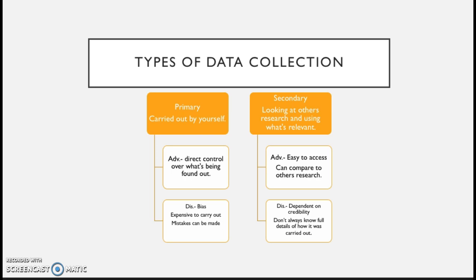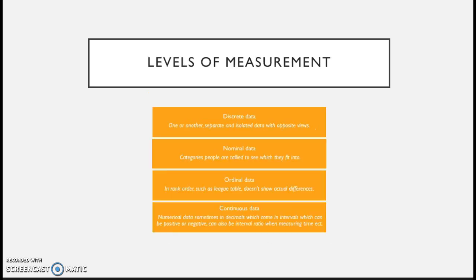So the secondary data may not be of good quality and therefore will not help you in any way. And also, you don't always know how the research was carried out and the conditions it was done in. So there are levels of measurement, which is also an important part of the research.